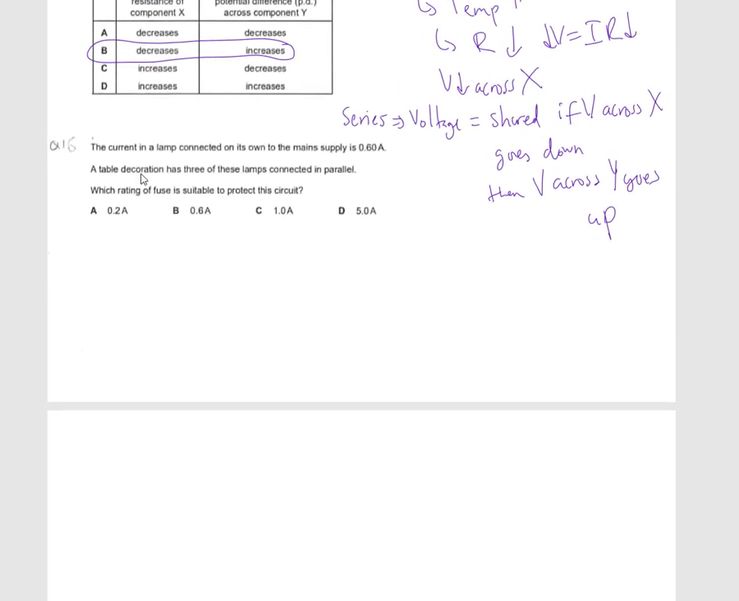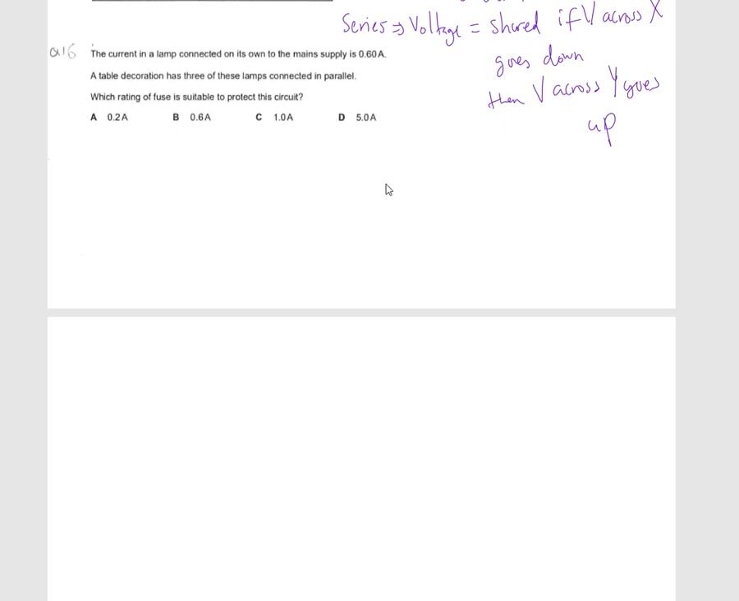Now this one here, a lamp is connected to the main power supply. A table decoration has 3 of these lamps connected in parallel. What is the rating of the fuse going to be? So what do we need? One lamp takes this much current. If they are in parallel, so lamp, that's not the correct drawing for a lamp. A lamp is like this. So one lamp, 2 lamps, 3 lamps.